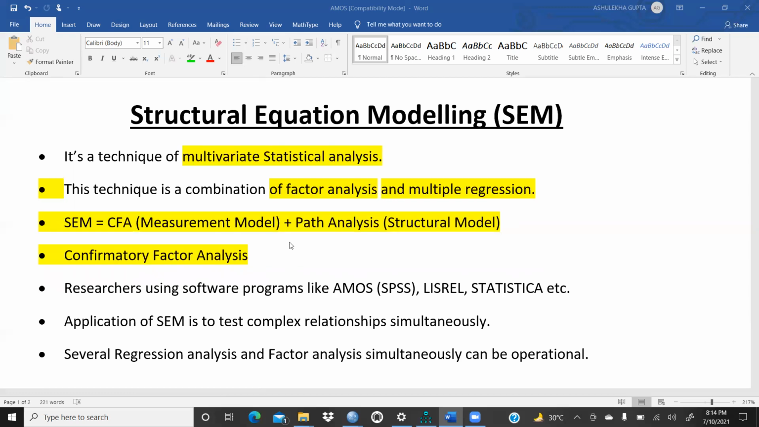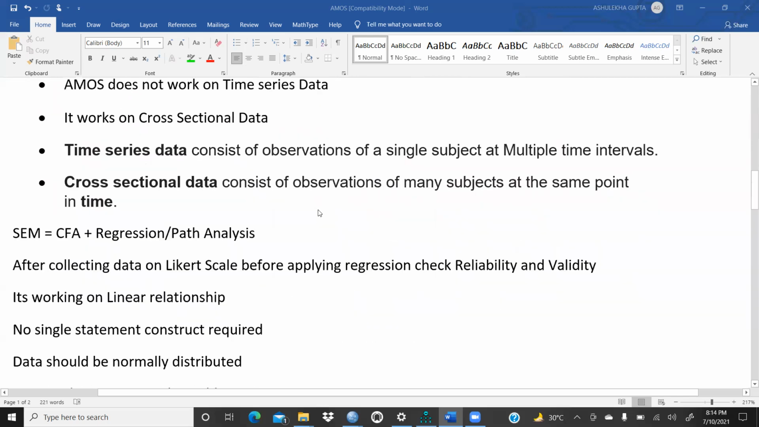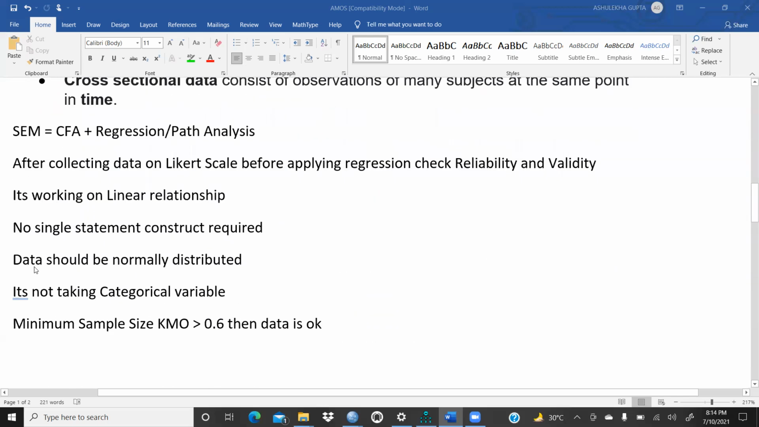Let's say I am giving you women entrepreneur. Women entrepreneurship depends upon a number of things: whether women have financial access or financial capability, whether families are supporting them, emotional support, and so many other things. Then we have to club similar kinds of factors into one group. The same is here: no single-statement construct is required.